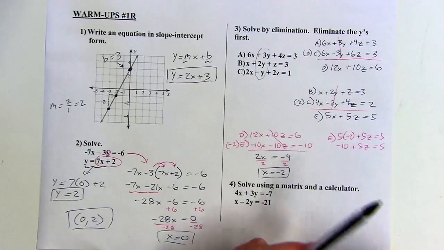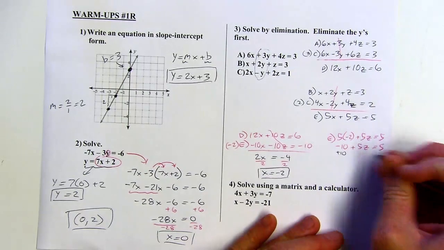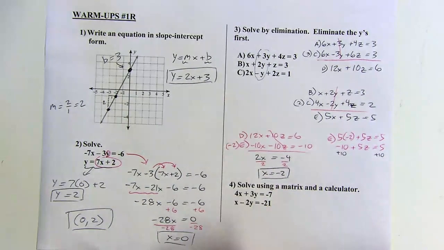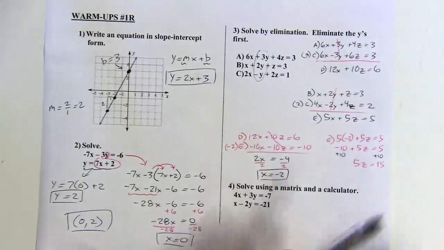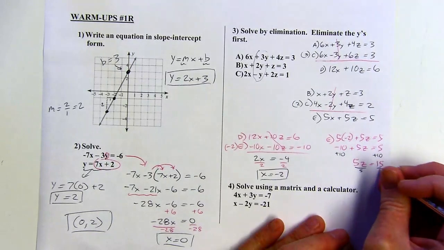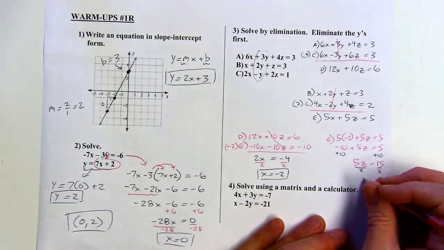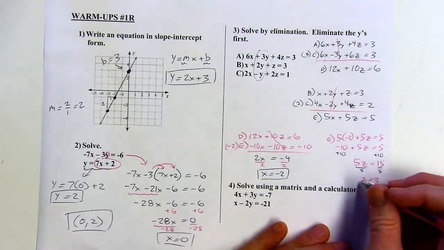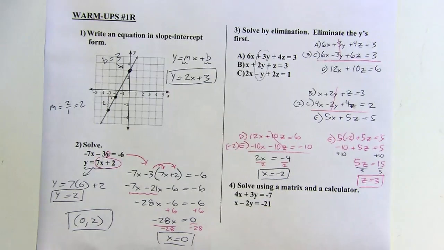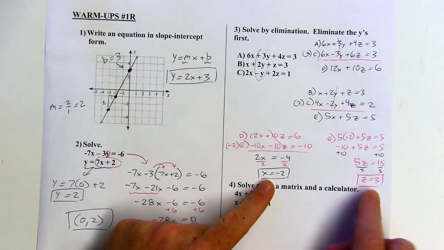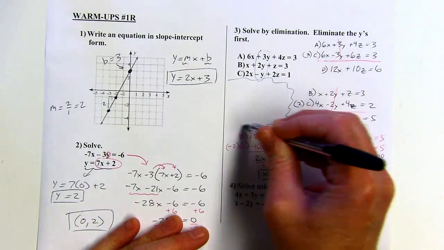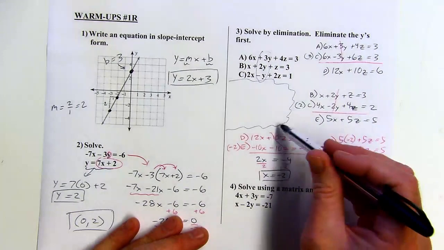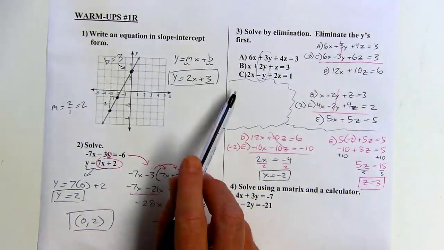Okay, I'm going to add 10 to both sides here. And then divide by 5. Okay, and there is my second variable. Now I've got two of the three, but I still need the y. So the last step is to go back to one of the original equations. Here, I'll kind of separate my work here a little bit. I'm going to go back to one of the original equations.